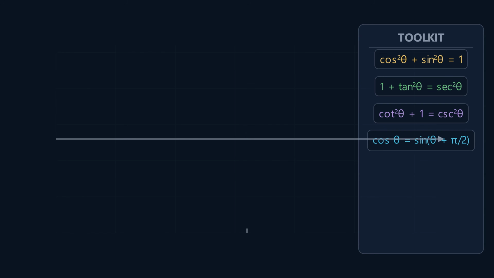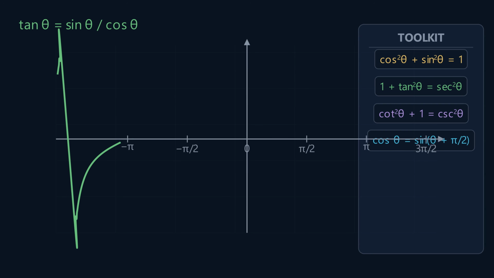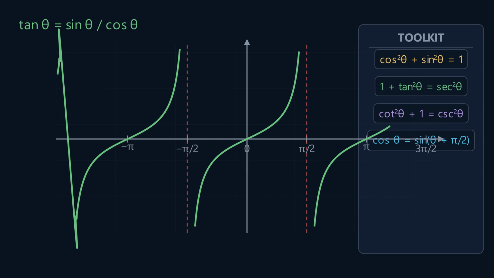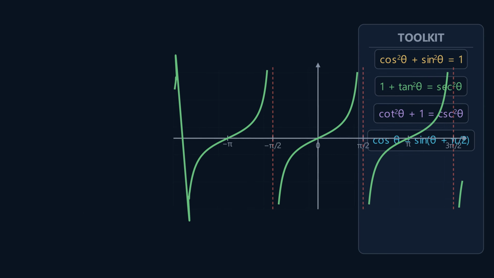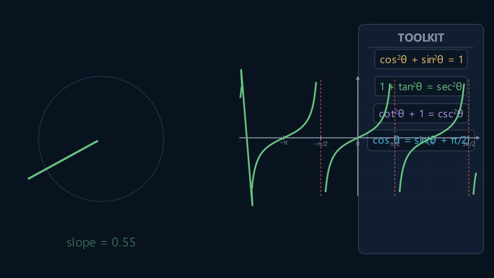Now the tangent graph, and this one behaves badly. Tangent is sine over cosine. Wherever cosine is 0, we are dividing by 0, and the graph explodes. Cosine is 0 at 90 degrees, at 270, and every 180 degrees after that. So the tangent graph is cut into pieces by invisible walls. And notice something odd. Tangent repeats every 180 degrees, not 360. Its period is pi, not 2 pi.